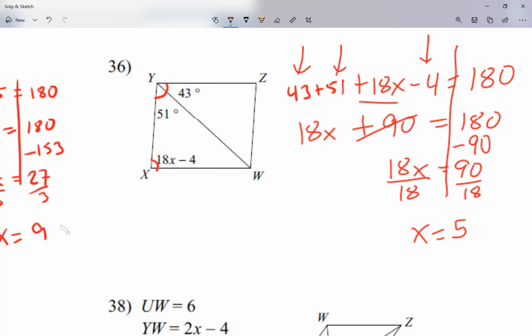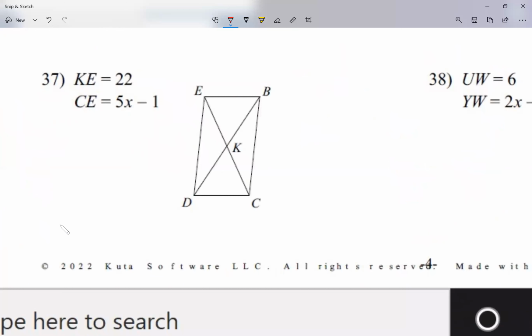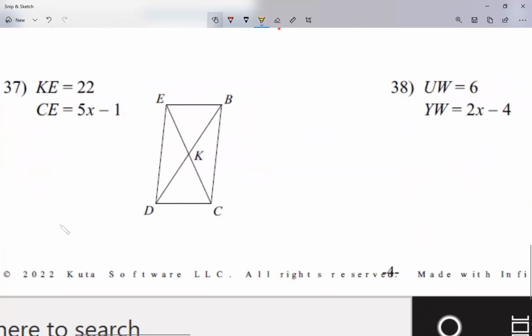Now, not only with sides, we're actually going to use diagonals now. The interesting part of diagonals on a parallelogram is that each diagonal cuts the other in half. What do I mean by that? Let's imagine I look at one diagonal, the diagonal EC. The measurement EK is equal to KC. And if I look at the other diagonal, the diagonal DB, I'm going to say DK is equal to KB. In a parallelogram, our diagonals cut each other in half.